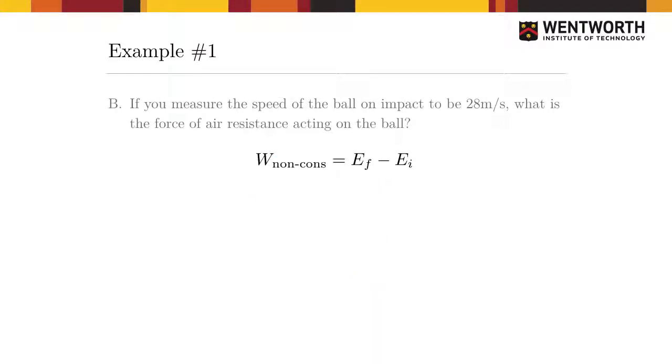Now, what if in reality we measured the speed of the ball at impact to be 28 meters per second, not what we just calculated? That indicates that we didn't take air resistance into account, when we probably should have.